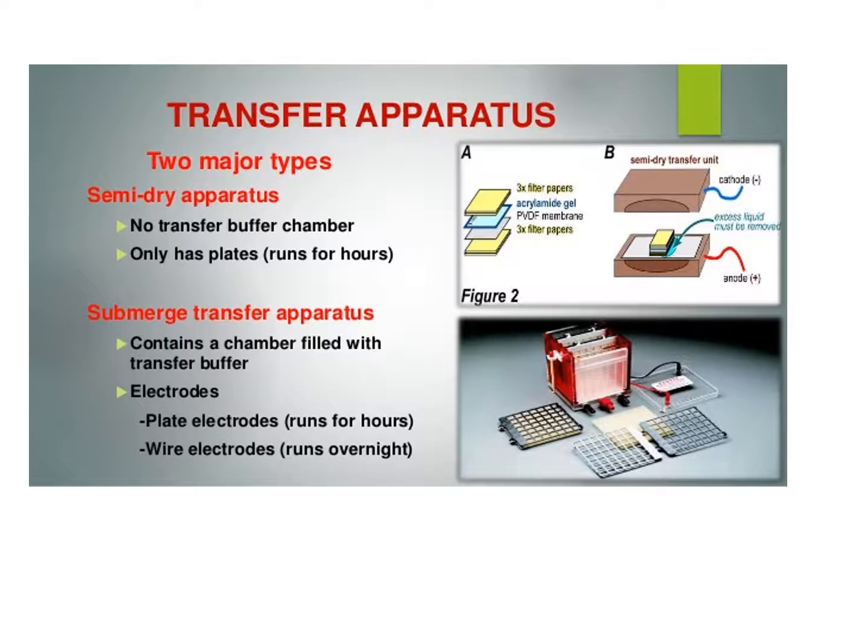You can do a dry transfer. It tends to run for hours. The submerged tends to run overnight, depends on the electrodes. Obviously, the plate electrodes probably cost more than the wire electrodes, because you have to have more platinum to cover the whole plate versus some thin wires. So anyway, this is, again, about the third way I've shown the transfer.